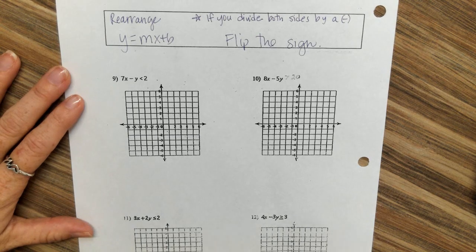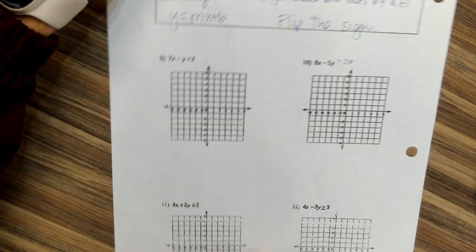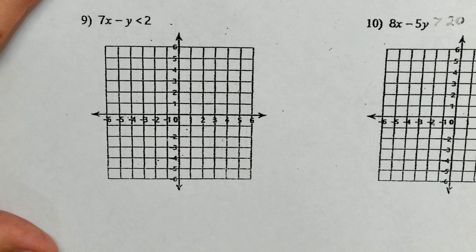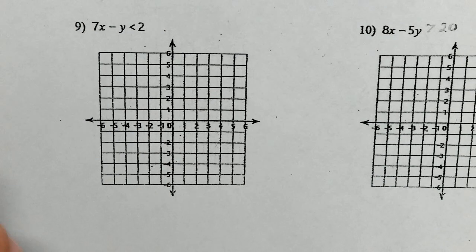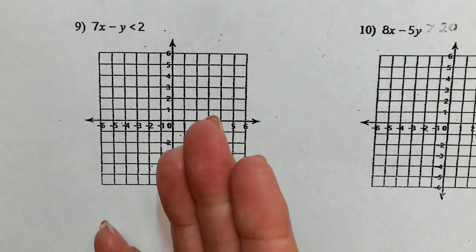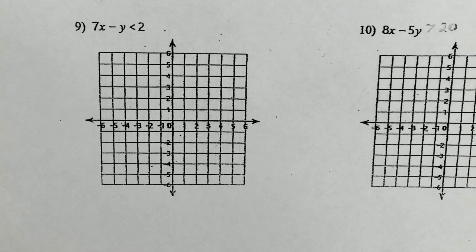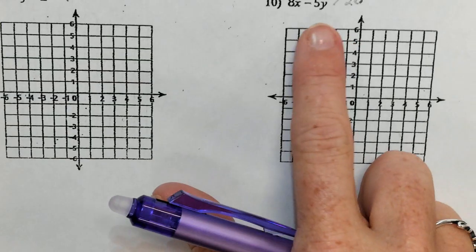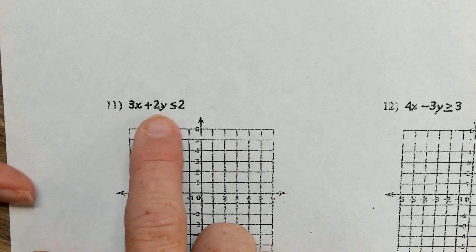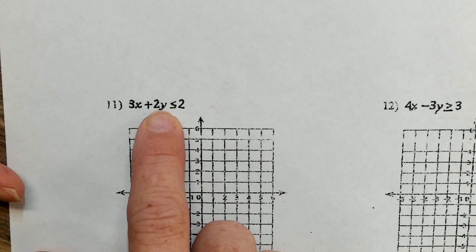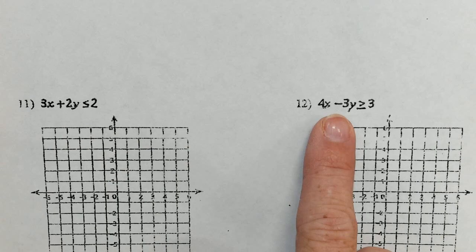All right, so look at number 9. Doing it looking at the cheat way. Look at the y. Does the y have a negative coefficient? Yes. That means I know I'm going to flip my sign. Are we good? Look at number 10. Would I flip the sign? Yes. Look at number 11. Would I flip the sign? No. Look at number 12. Would I flip the sign?